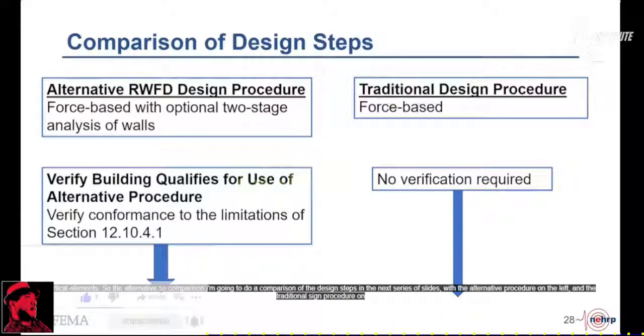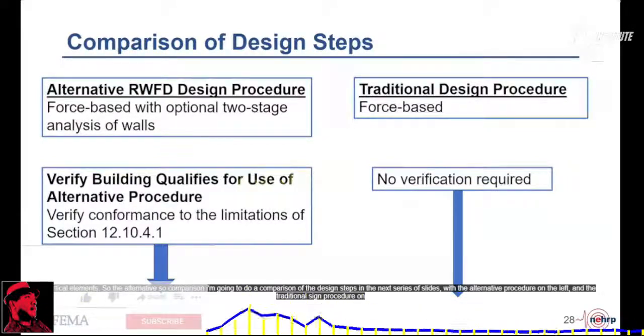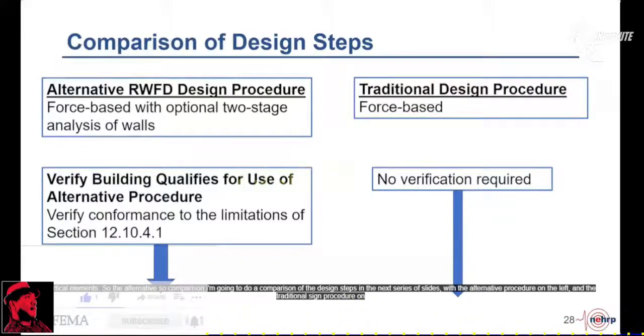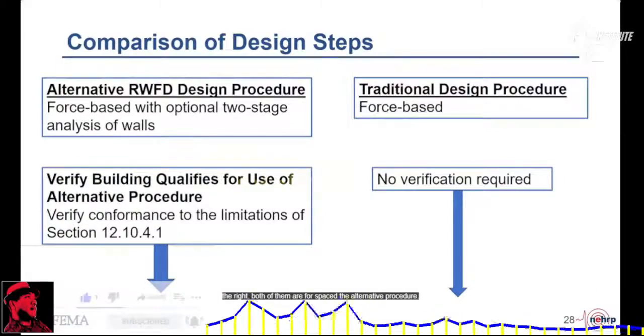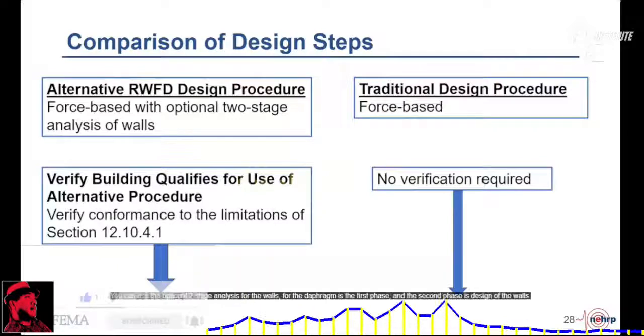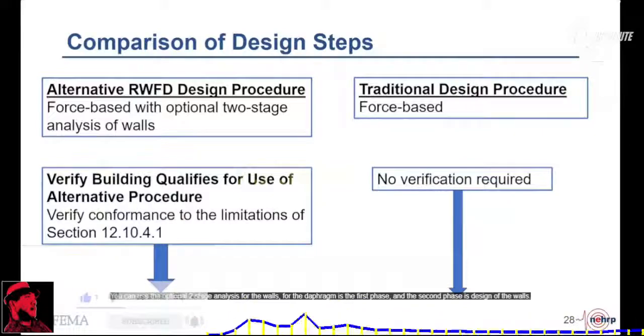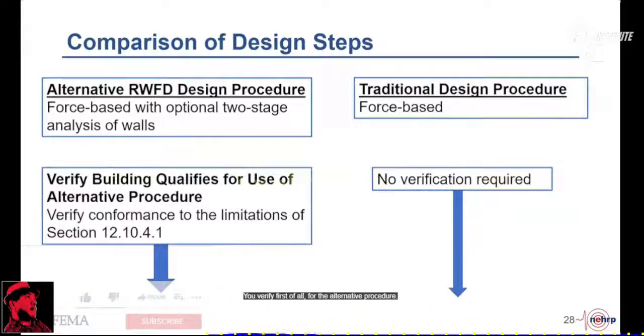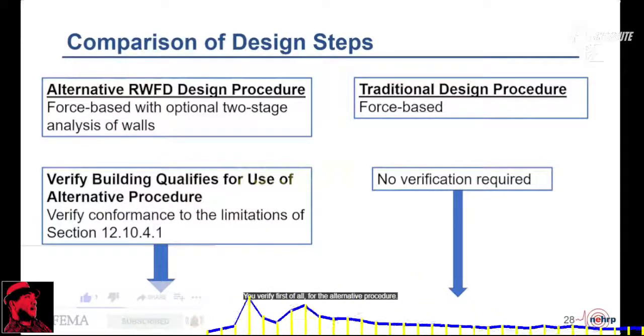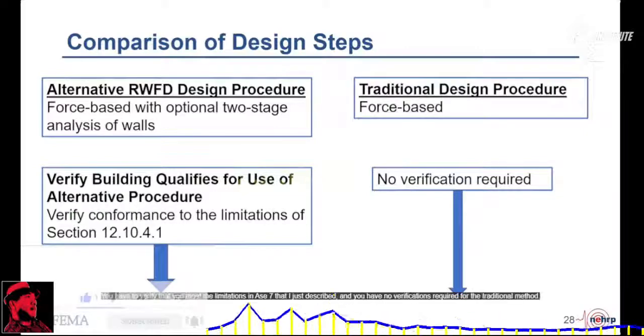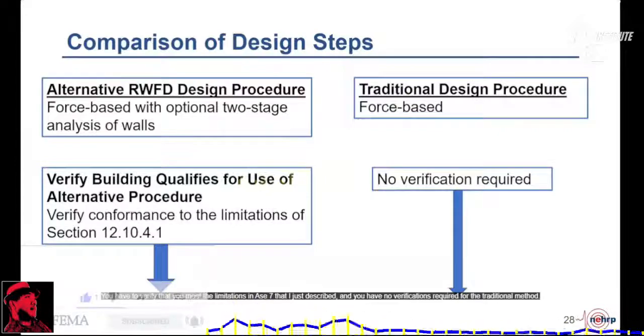I'm going to do a comparison of the design steps in the next series of slides, with the alternative procedure on the left and the traditional design procedure on the right. Both of them are force-based. With the alternative procedure, you can use the optional 2-stage analysis for the walls. The first phase is the diaphragm, and the second phase is design of the walls. First of all, for the alternative procedure, you have to verify that you meet the limitations in ASCE 7 that I just described, and you have no verifications required for the traditional method.